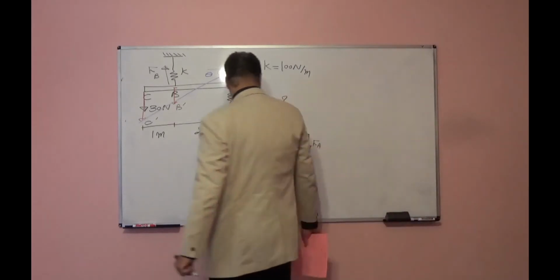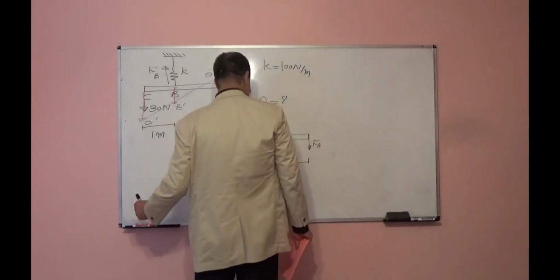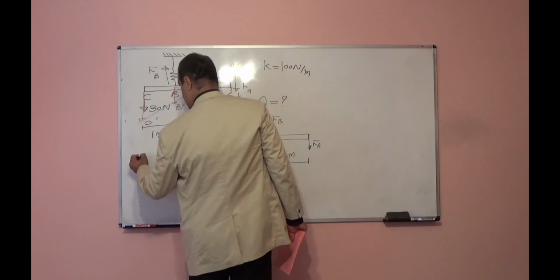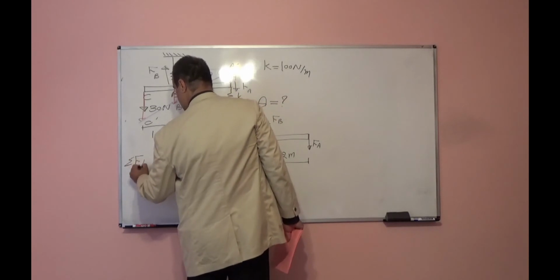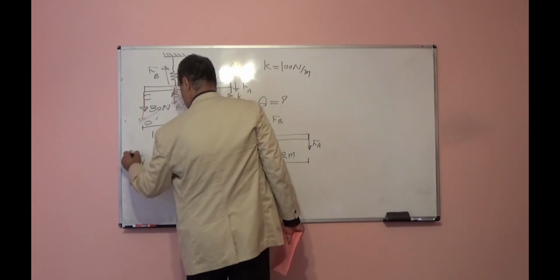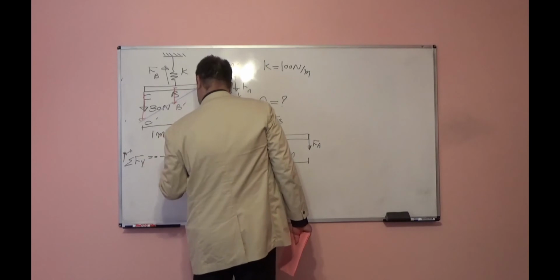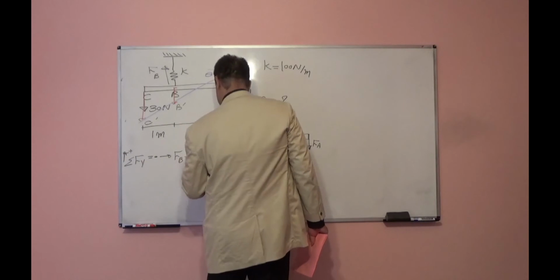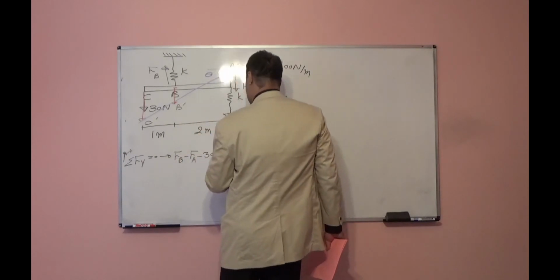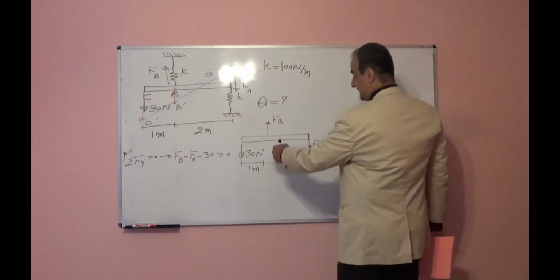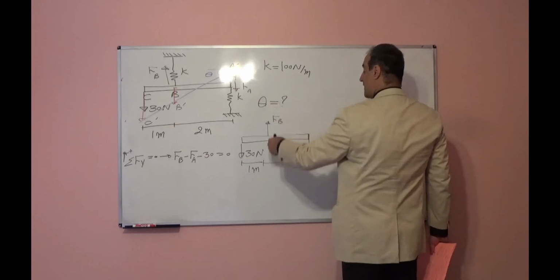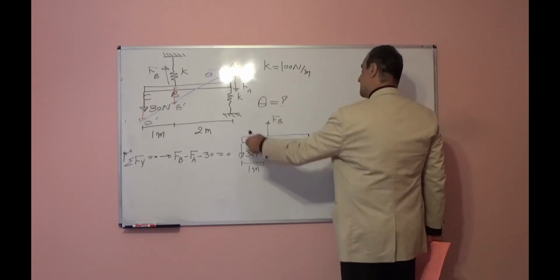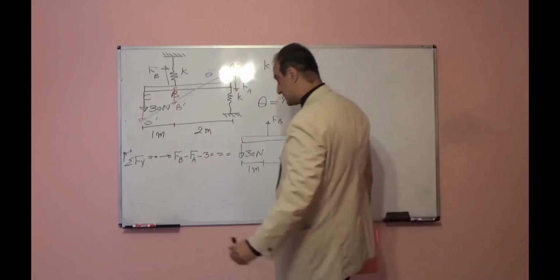Summation of forces in vertical direction is equal to 0. From there, I can write Fb minus Fa minus 30 is equal to 0. Fb upward positive, minus Fa minus 30 is equal to 0.